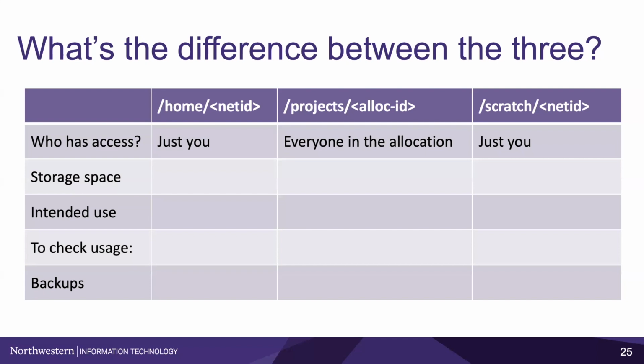Another big difference is the amount of storage space that you'll have. You will have only 80 gigabytes of storage available in your home directory, but your projects directories will have much more storage space available. And the exact amount of storage space will depend on what type of allocation you have, which I'll talk a little more about in the following slide. Your Scratch space will have 5 terabytes of storage space, but the files under Scratch will have a 30-day limit. So any files under Scratch will be deleted after this time limit.